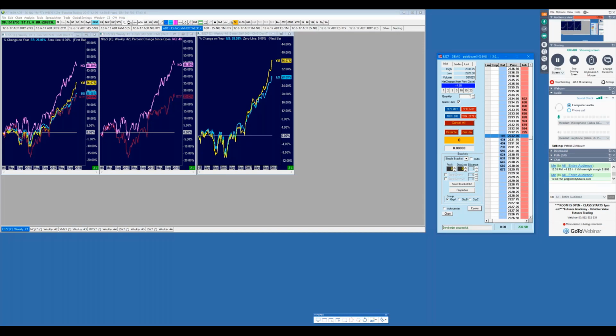Yeah, definitely, Rahul. I agree with you. Rahul says Infinity runs great in a virtual machine as compared to ThinkorSwim, which is a hog. Yeah, we hear the same thing.